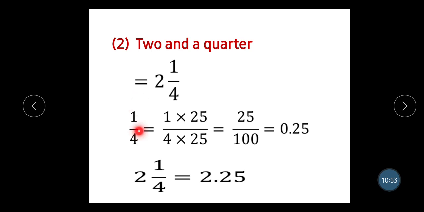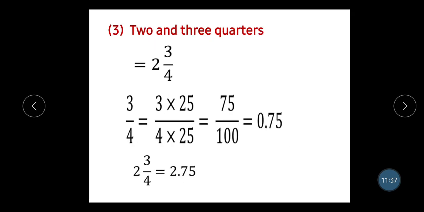Now 1/4 is equal to 1 into 25 upon 4 into 25, which we will get as 25 upon 100. That is equal to 0.25. Now how we got 0.25, children? 25 we will copy it as it is. Now in 100 how many zeros are there? 2 zeros. So from behind we will put a decimal point. So we get 0.25. Now 1/4 in decimal form is written as 0.25. We got 2. So 2 plus 0.25 we will get 2.25. Now 2, 1/4 in decimal form is written as 2.25.